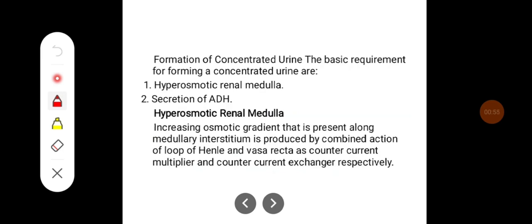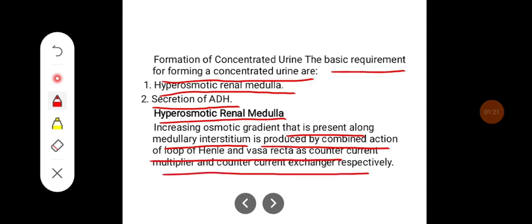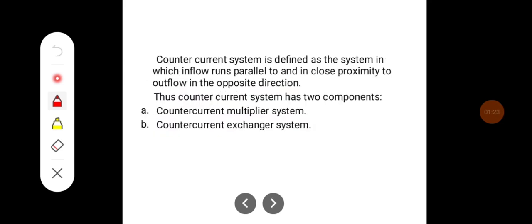Urine, the basic requirement for the formation of concentrated urine: there has to be a hyperosmotic renal medulla, and the secretion of ADH plays an important role. Hyperosmotic renal medulla: the increasing osmotic gradient present along the medullary interstitium is produced by the combined action of the loop of Henle and vasa recta as a countercurrent multiplier and countercurrent exchanger respectively.